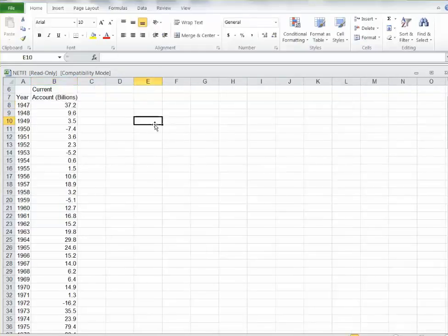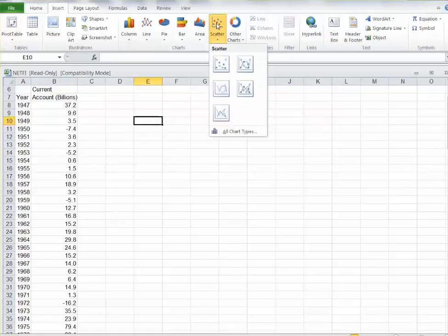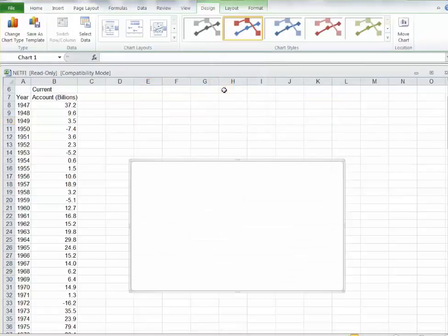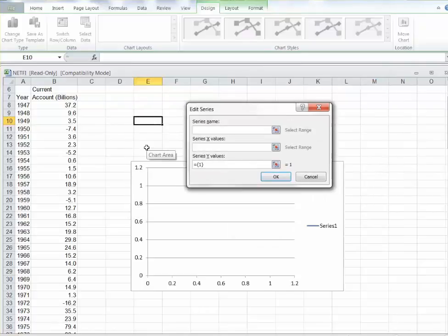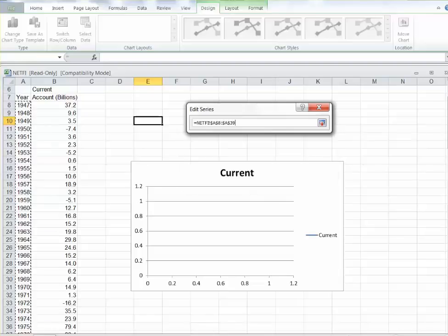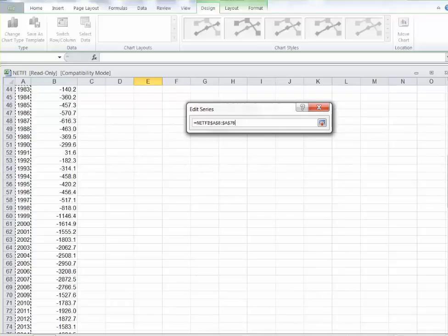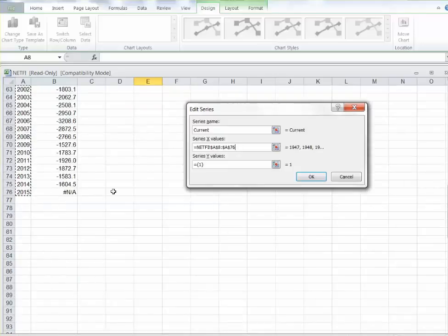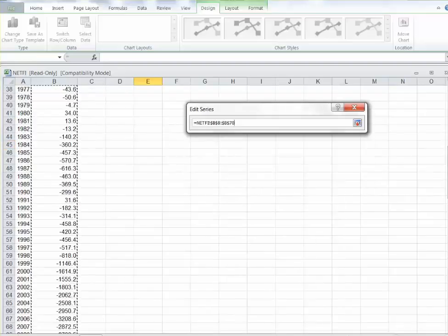Okay. Now if you wanted to look at that to see what kind of trend was there, it would be easy to go over here and insert a graph. Let's do it this way so we can specify the X and Y pieces. So I'm going to select my data. So this is the current account. My X values are the years, which is all this stuff. And the Y values are the current account, which is all this stuff.